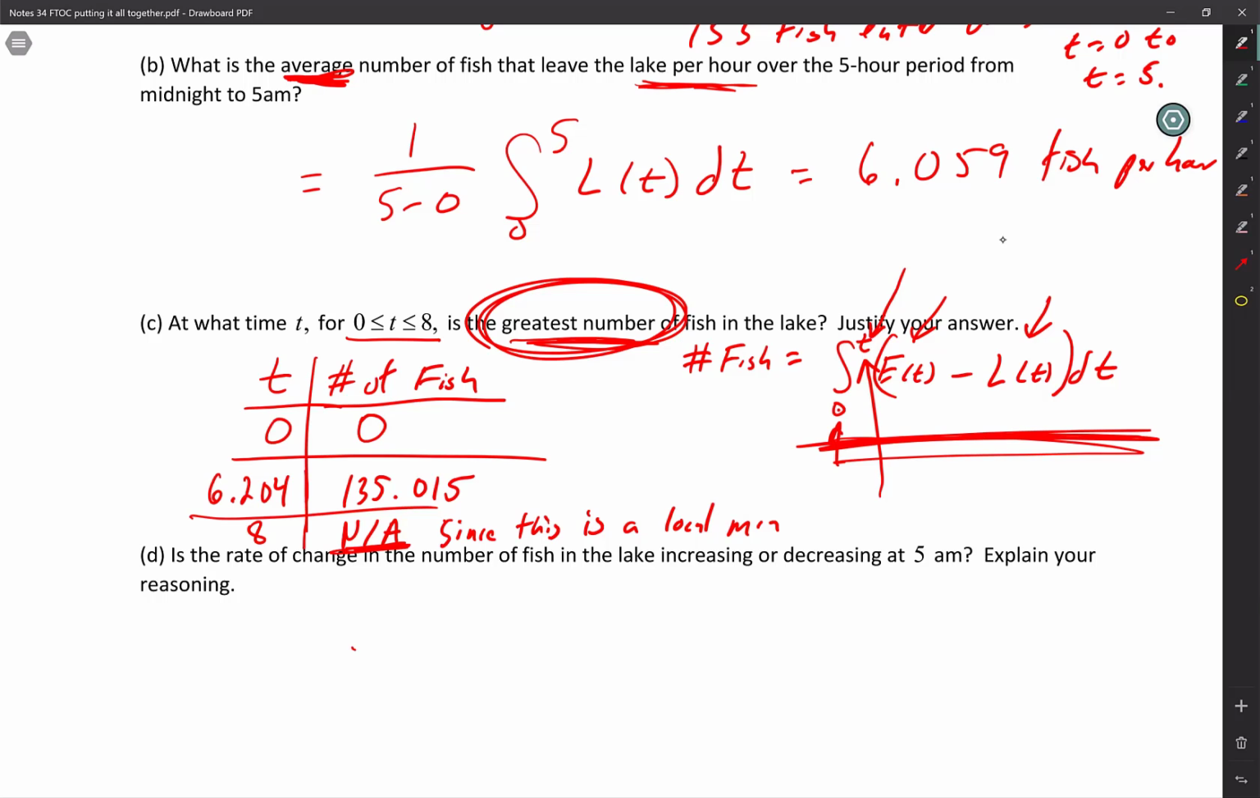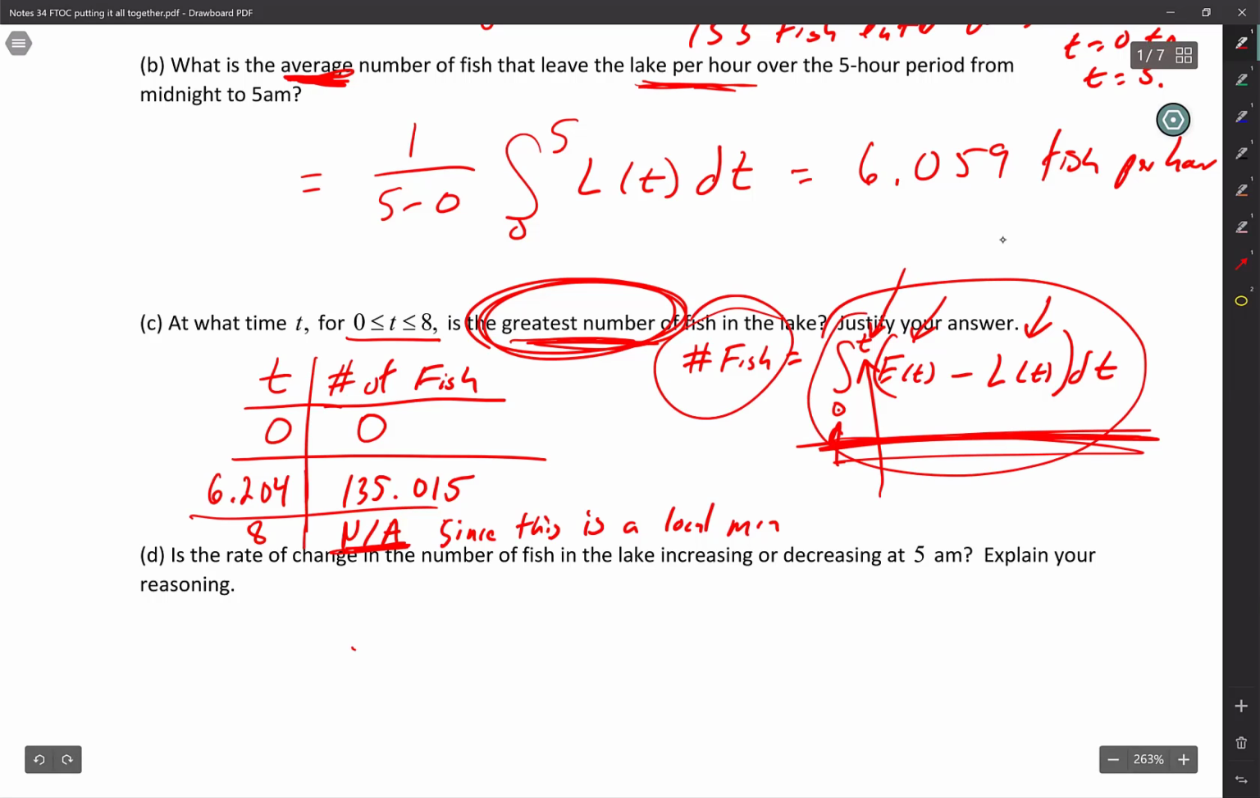But I'm sorry, what? The local min of the graph of this output, if I were to be graphing this expression. That makes sense? If I were to somehow plot this equation into an x and y for all of my t values, this 8 would be smaller than at 6.204. And if you want to put that number, guys, it's not hard to do. Let's just put it in.